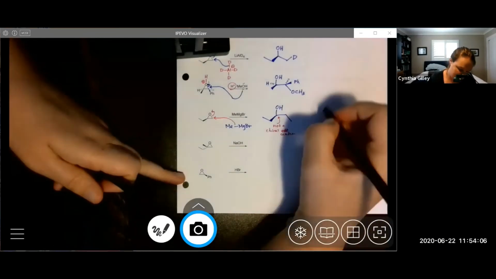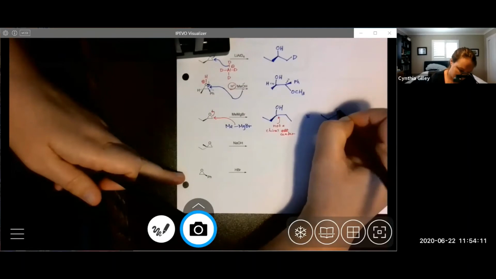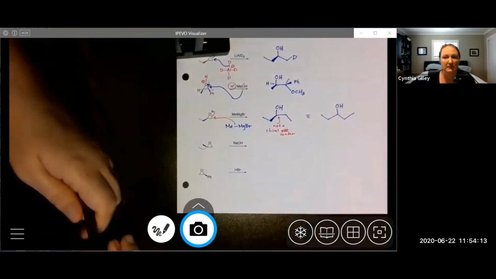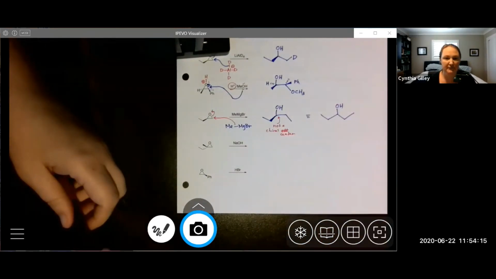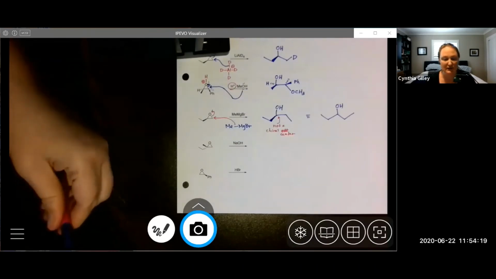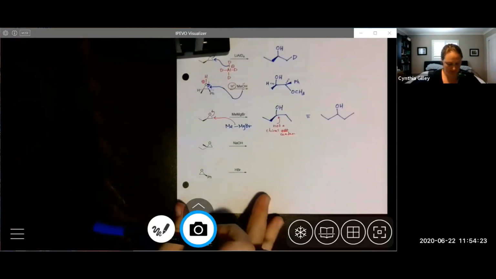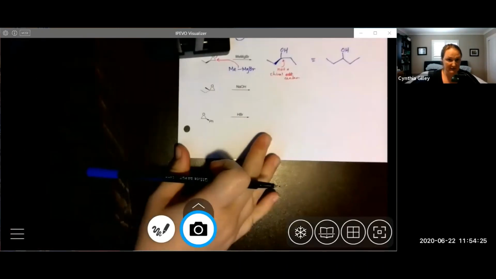We could have just, this is essentially equivalent to just drawing it this way. No need for dashes and wedges when there's no stereocenter. Moving on to the next one.